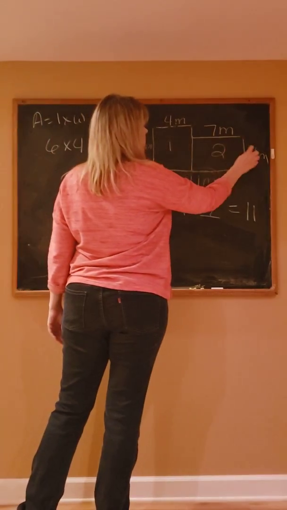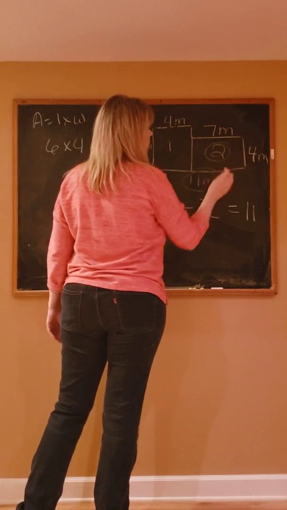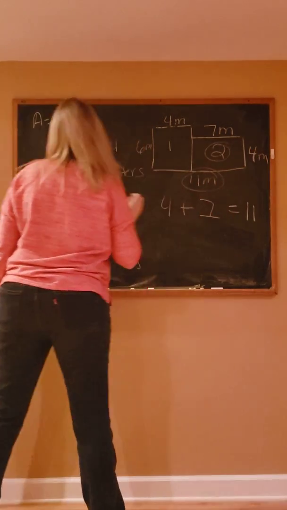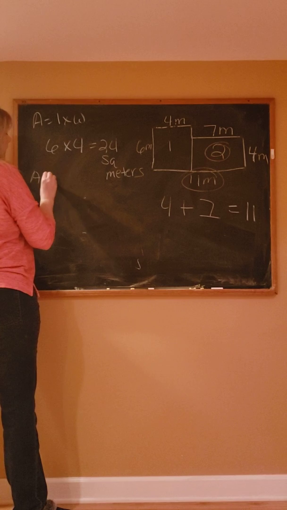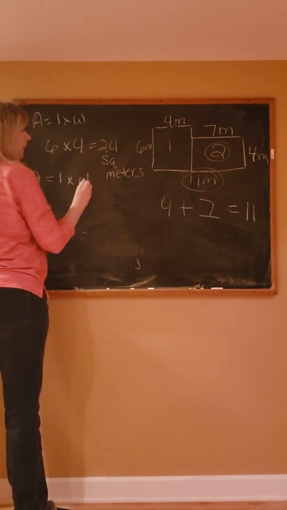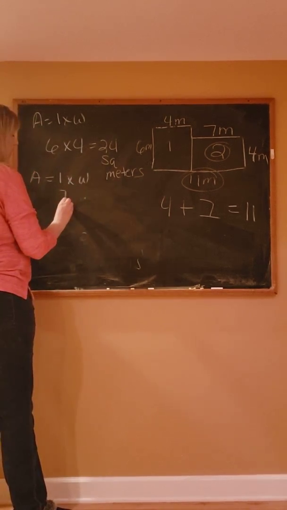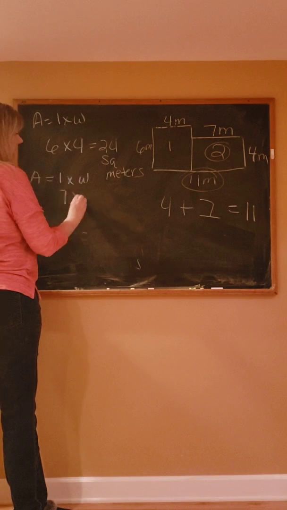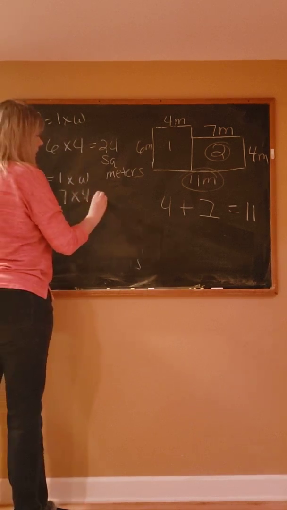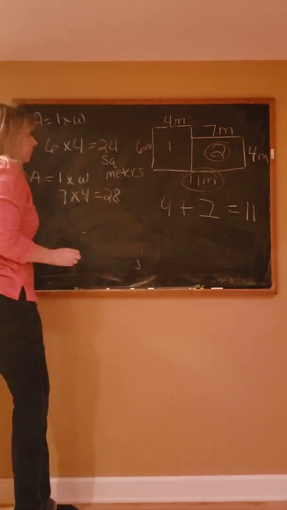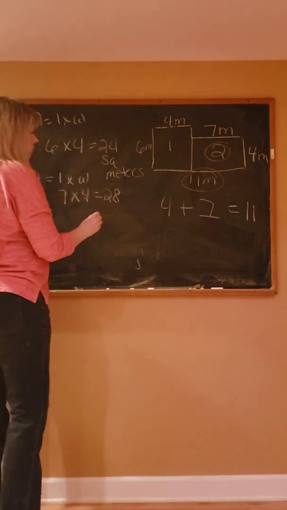Now I have to figure out the area of this shape. I'm going to use these two numbers. This is rectangle number 2, all right? 7 and 4. I'm going to use my formula. Area equals length times width. I'm going to plug in my numbers. Length is 7, width is 4, and I'm going to find out that this is 28 square meters.